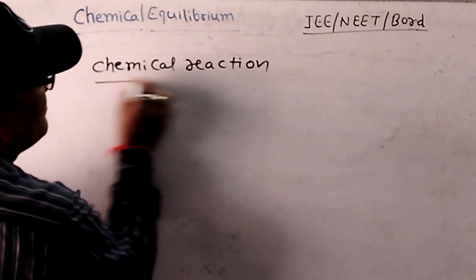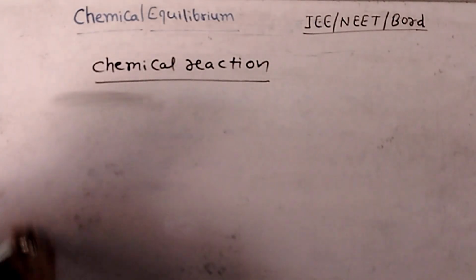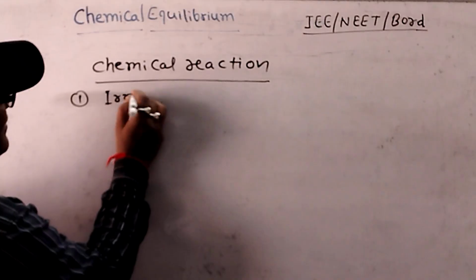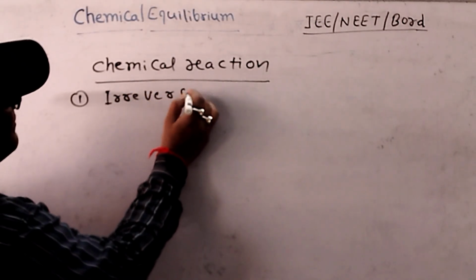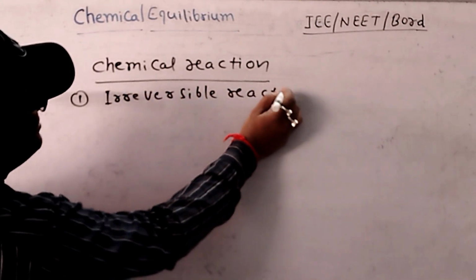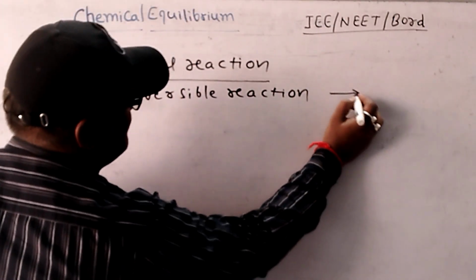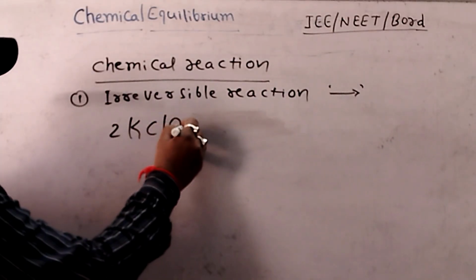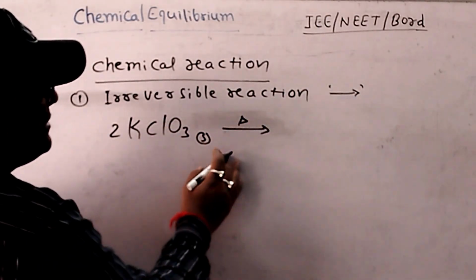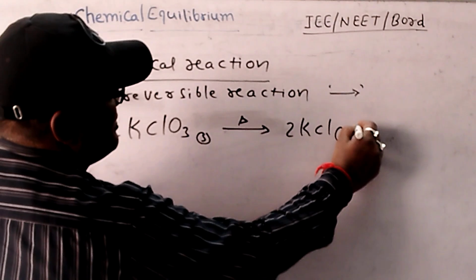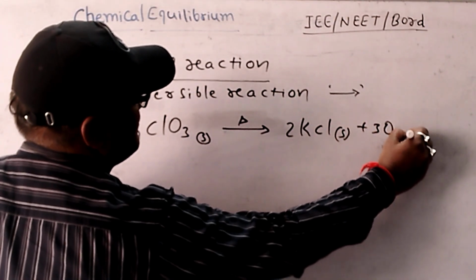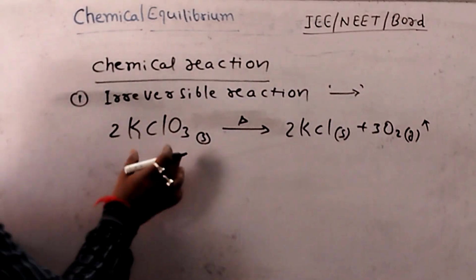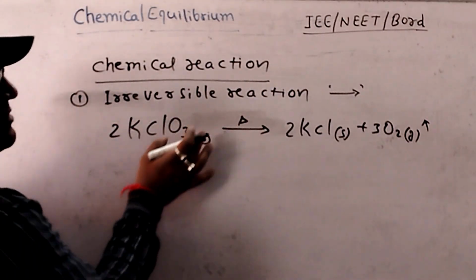reactions. There are two types of chemical reactions. First is irreversible reaction. Irreversible reaction is denoted by this arrow. By heating 2 mole of KClO3 solid, after heating, 2 mole of KCl solid and 3 mole of O2 gas are formed. This is a thermal decomposition reaction, but it comes under irreversible reaction because this reaction goes in only one direction.